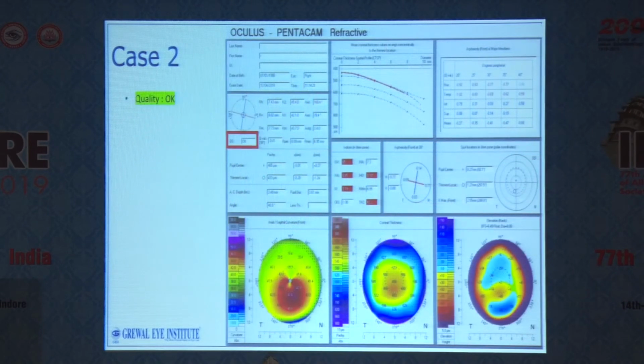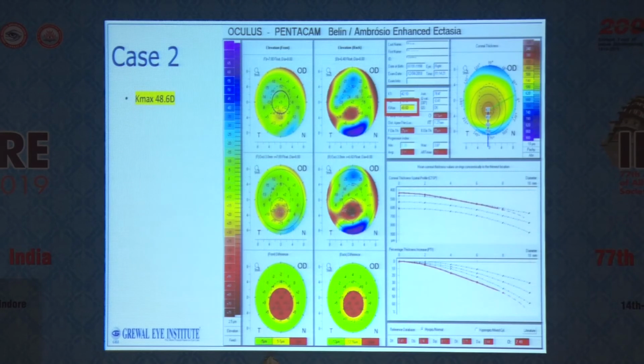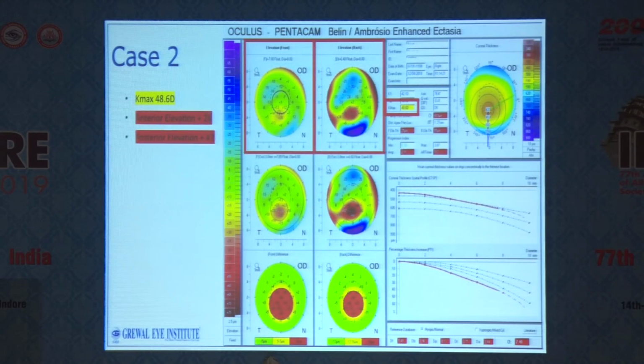Next, we come to a case, again, the quality specification is okay. The pachymetry values are 465, thinnest is 433, not suitable for refractive surgery, although the Q value in this case is within the normal range. The anterior curvature shows a claw shape. The K max is 48.6. The anterior elevation is plus 28. The posterior elevation is plus 47. The BAD display is 7.41. Definitely not suitable for refractive surgery and should be considered for keratoconus.